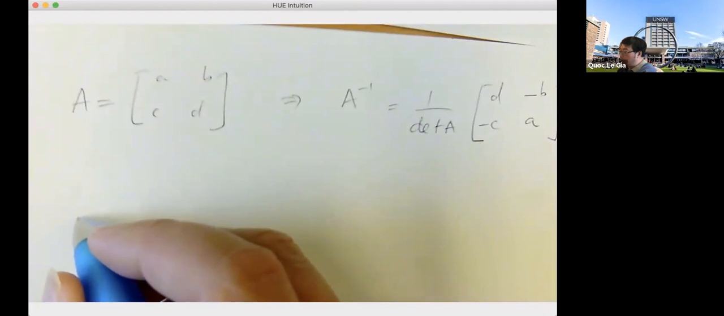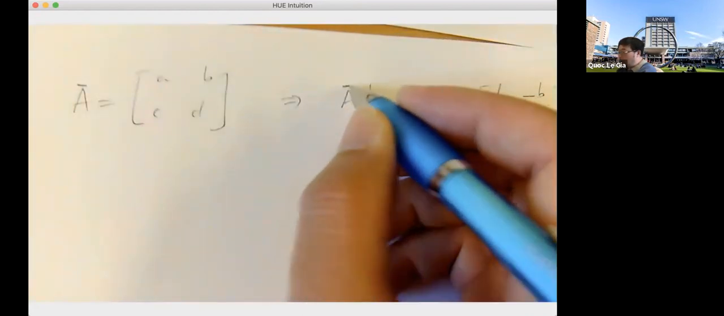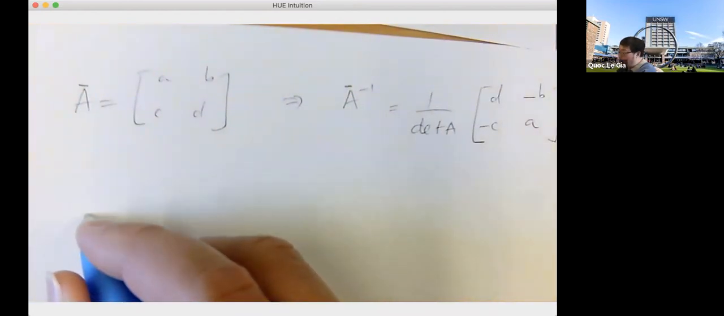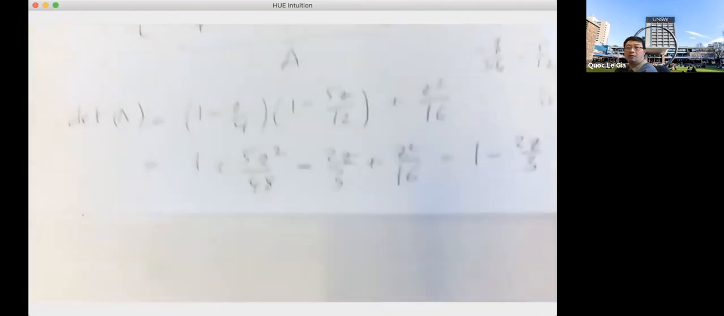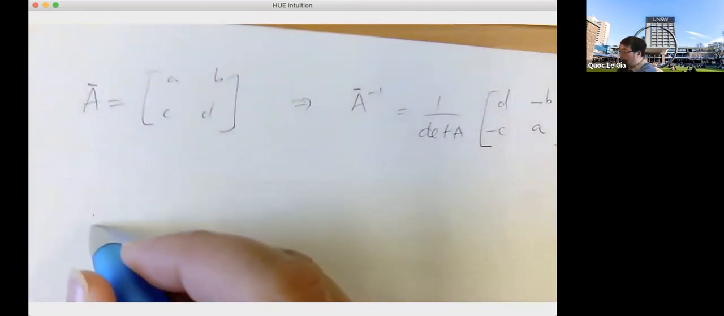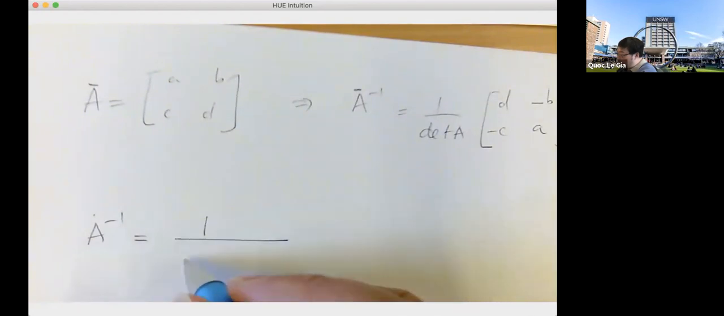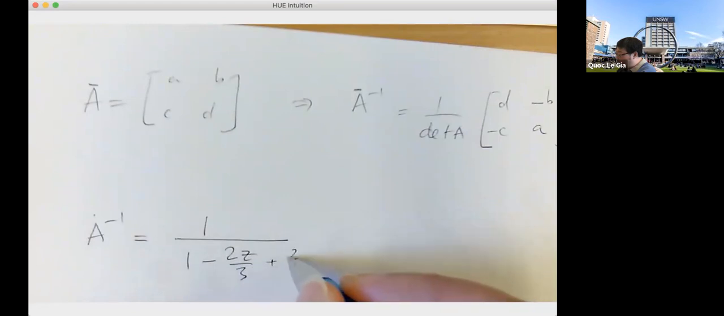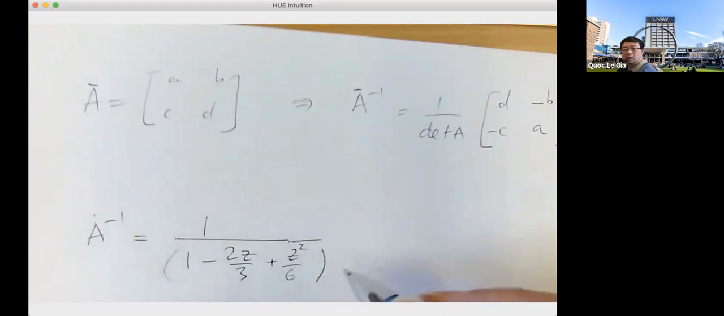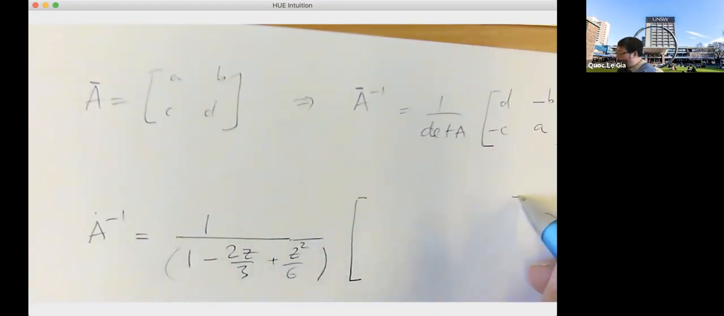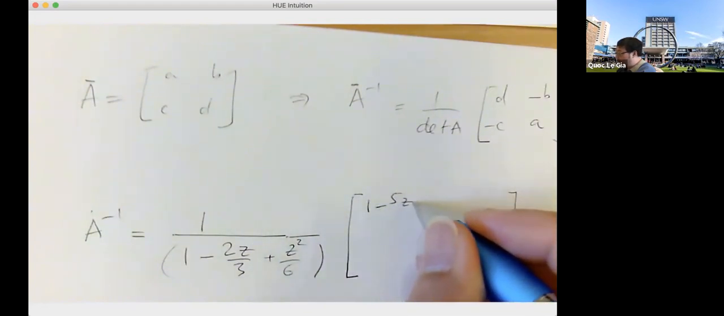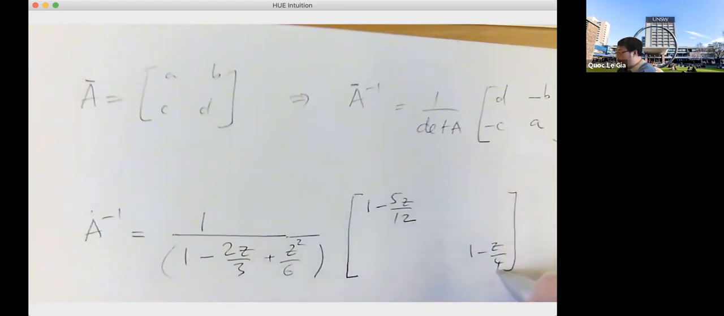So now we have our matrix. So this one is maybe like a bar or something, a general matrix. Our matrix we have it already. So now our matrix is right here. Okay, so then I just write out A inverse. So if I write out A inverse, then I have 1 over the determinant, yeah? So 1 over determinant is just 1 over 1 minus 2z over 3 plus z squared over 6. So this is my determinant. And I just need to swap the diagonal. So I have 1 minus 5z over 12, 1 minus z over 4. And then I swap the sign, so minus z over 4 and z over 4. Okay.